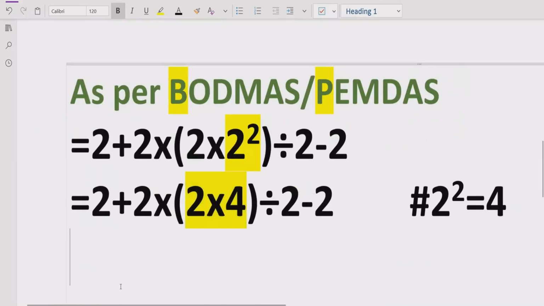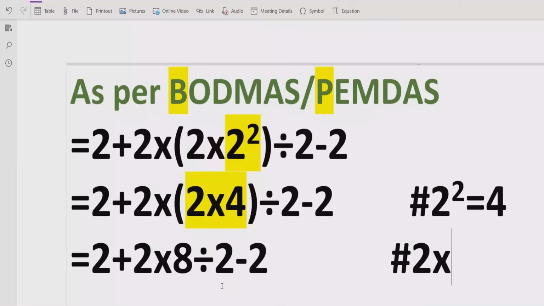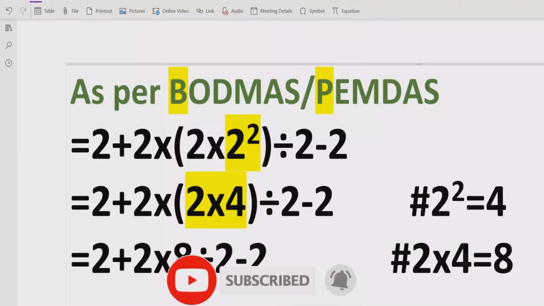Now we have to solve the bracket which is 2 multiplied by 4. So first of all we have 2 plus 2 multiplied by 4, which is 8. We will write 8, divided by 2 minus 2. Again we have to write as it is, and here we have to give the reference: 2 multiplied by 4 equals 8. Now we have to solve the rest.